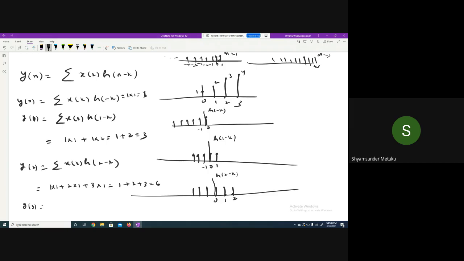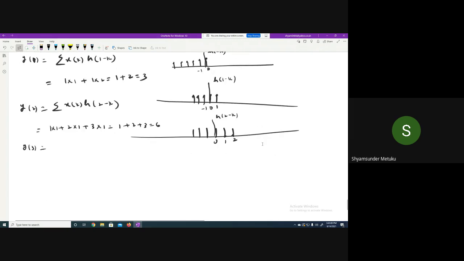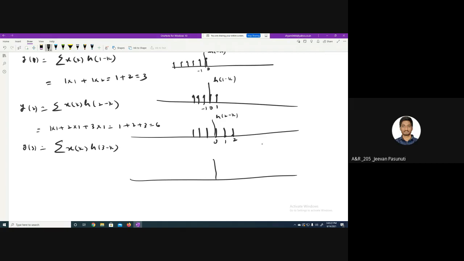Then y of 3. Tell me, y of 3. x of k, h of 3 minus k. You tell me now. From where will it start? 3, 3, 2, 1, 0, no? In general, you can generalize also. First, let me complete here, then I'll generalize it. How many overlapping? 4. So the sum is 10. Okay.